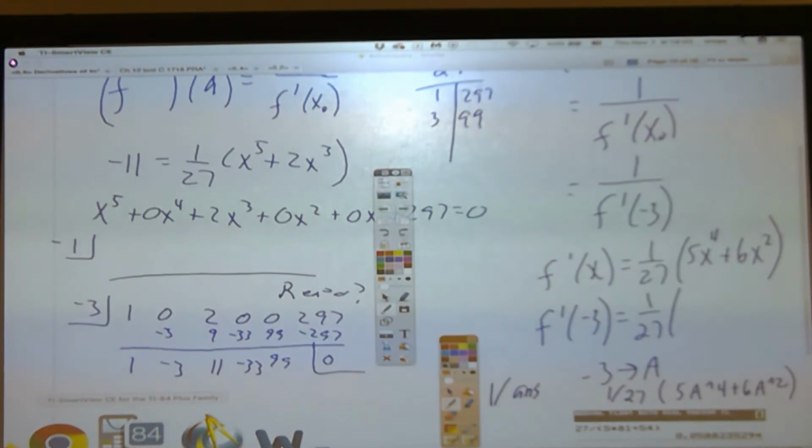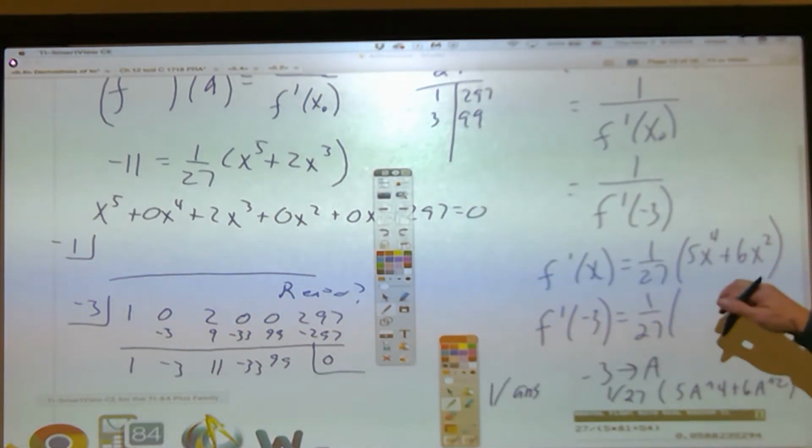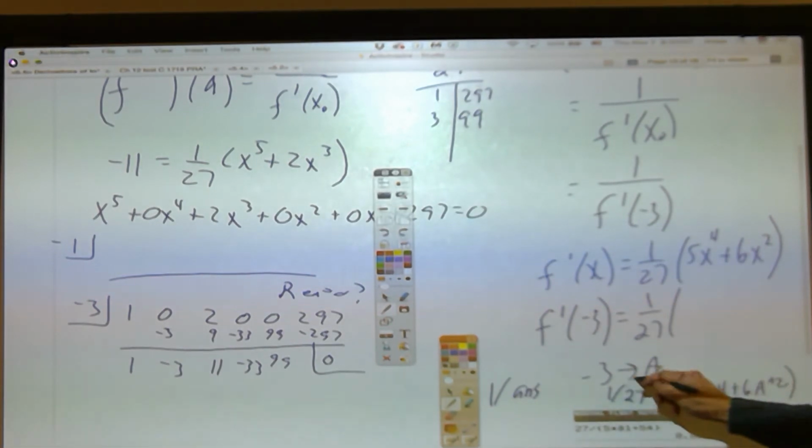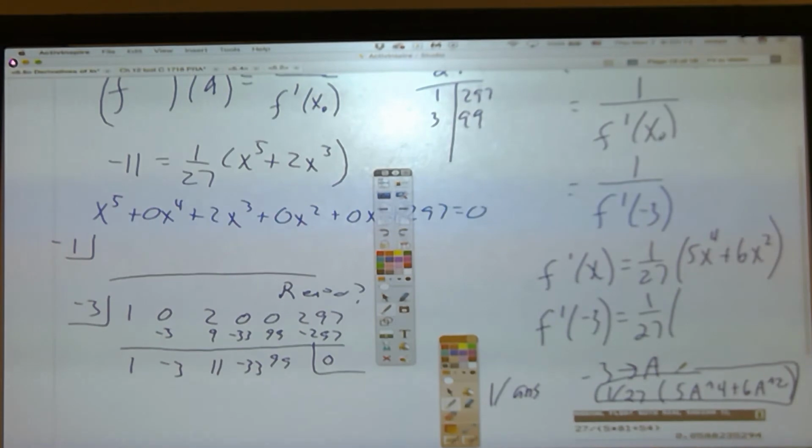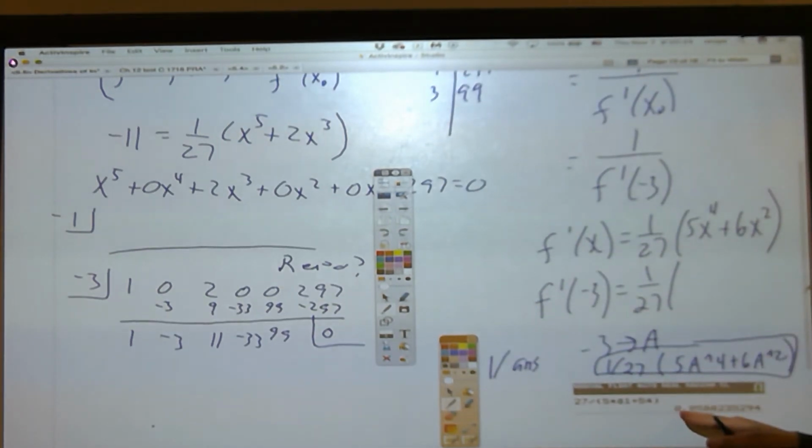Now, I believe the answer is 0.058823529 approximately. If you take the reciprocal of this, because not only do you have to find f prime of negative 3, which we did here, but then you have to take 1 divided by that. But I'd like to give you an opportunity to practice this. So try number 74 on your own. Problem 74. So by the way, final answer to this problem, 0.058823529.